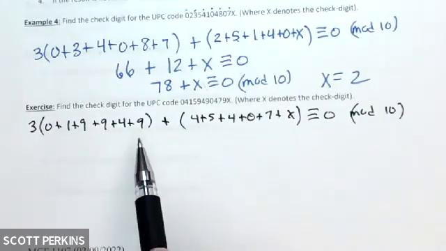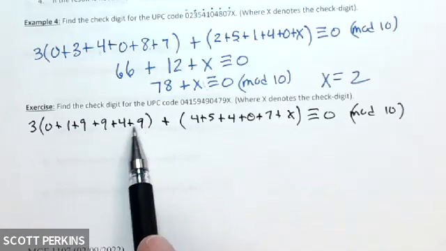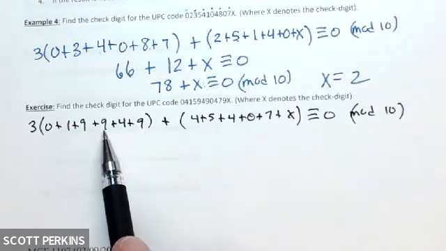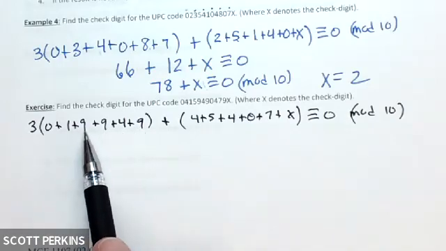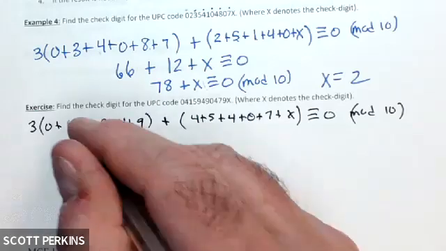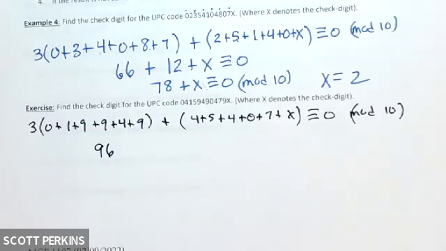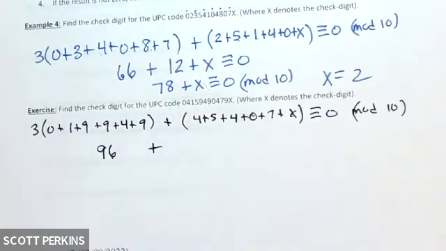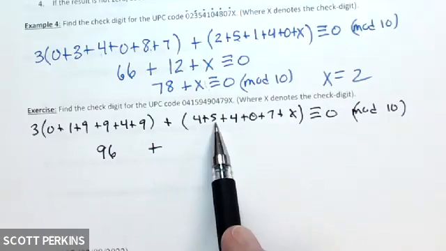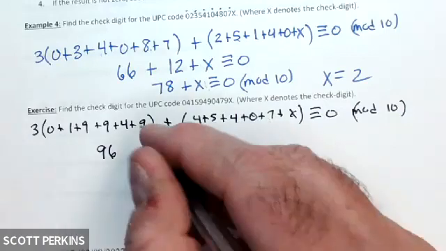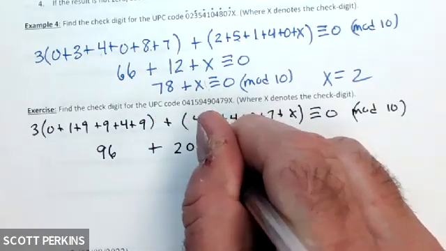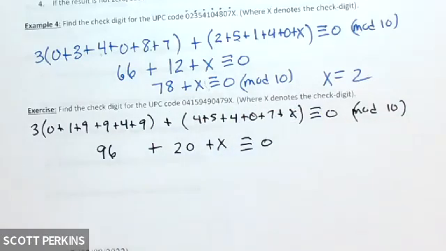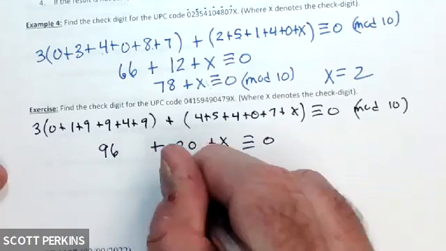So in the parentheses, I've got 9 and 4 is 13, plus 9 is 22, plus 9 more is 31, that's 32. So that is 96 if I've done my arithmetic right. Don't be afraid to correct me, because I do my arithmetic wrong all the time. And then I've got 4 plus 5 is 9, 13, that's 20, plus x. That needs to be divisible by 10. 96 and 20 is 116.